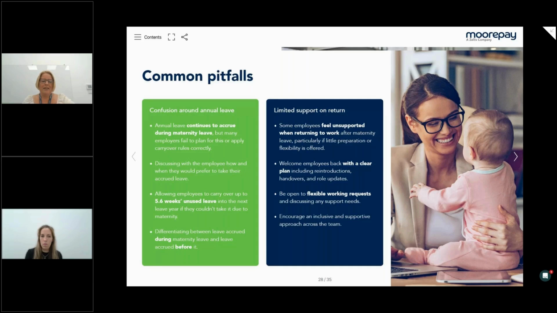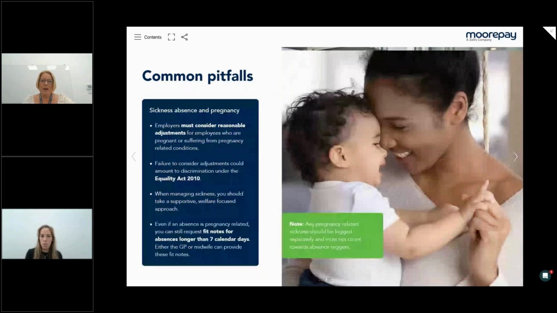So, sickness, absence and pregnancy. Like I said already, employers must consider reasonable adjustments for people who are pregnant. So, you know, you need to make sure they've got a safe working environment, and failure to make these adjustments can lead to a claim under the Equality Act. So you need to be supportive, you need to be welfare focused, and the employee will still be required to submit fit notes if they're off for more than a week, even if it's related to a pregnancy related illness.